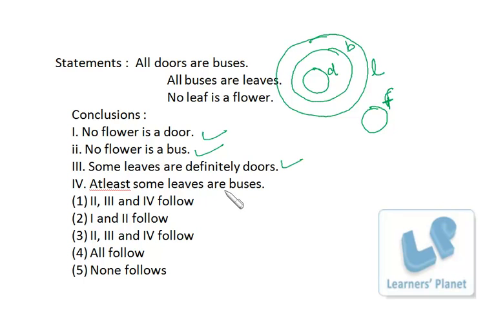At least some leaves are buses. We can see an intersection between leaves and buses. So this is also true. So all the 4 conclusions can be drawn. So all follow. And this seems to be a very simple problem. I hope you are clear.